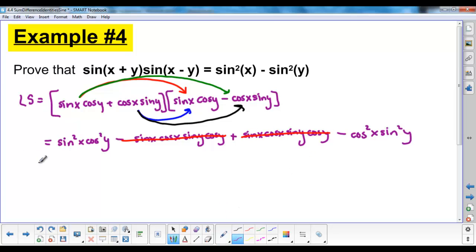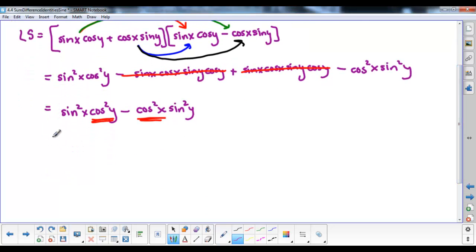So what we're left with is, what I'll do here is just kind of pause and take a look at what we have and what we want to get to on the right side. On the right side, we have sine squared x minus sine squared y. Here's our sine squared x. I might consider doing some sort of substitution with the cos squared y. Same with the other term. I have sine squared y, which I want to keep, so I'm going to consider substituting the cos squared x. So, using the Pythagorean identity, I know that cos squared y is the same as 1 minus sine squared y.